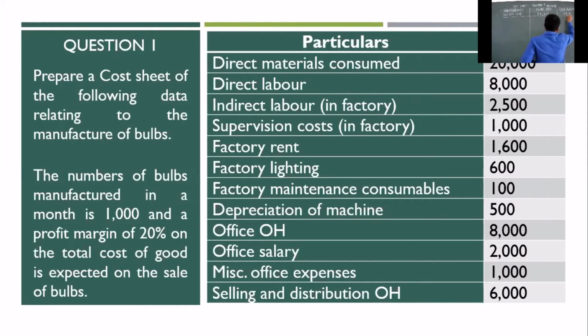Since this is a major division of cost, let me just highlight this one. Now, what is the next step? Factory cost is also known as work cost. Now, what is the next step?